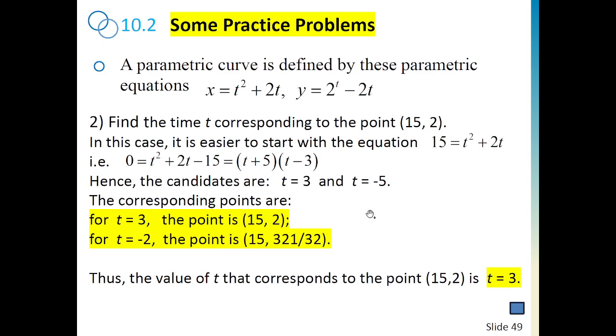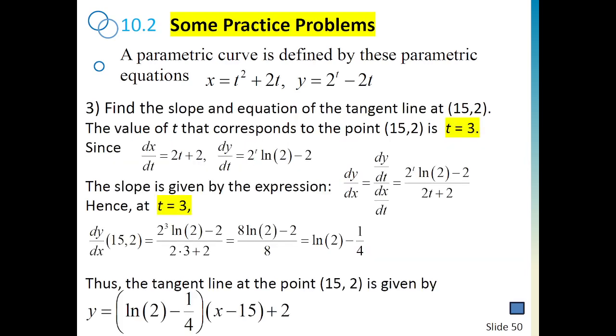Okay, so for t equal 3, we are at the point (15, 2). So that's cool. It was not too complicated. Now, what is the slope at the point (15, 2), and what is the equation of the tangent line?